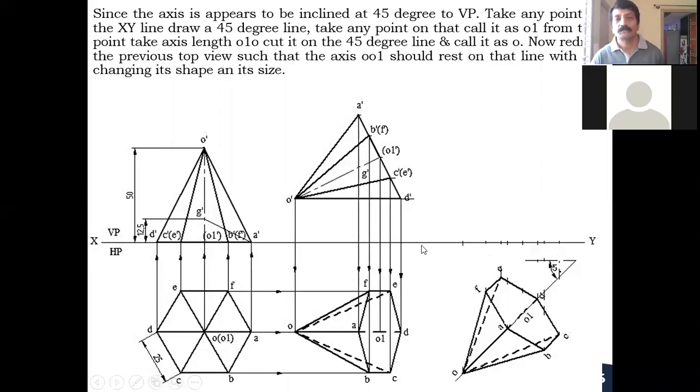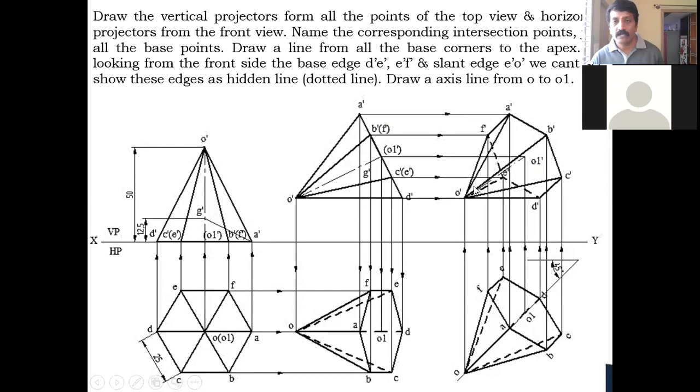Coming to the final front view, you draw the vertical projectors from all the points like this. Draw the horizontal projectors also. So coincide the points. A is here, A dash is here, correct? B is here and B dash is here. C is here and C dash is here. D is here, D dash is here. E is here and E dash is here. F is here, F dash is here. O is here, O dash is here. Base point O1 is here, O1 dash is here.